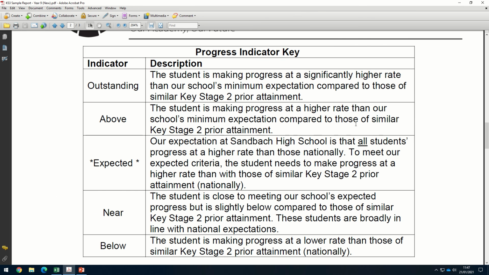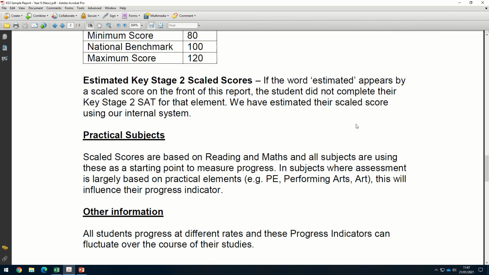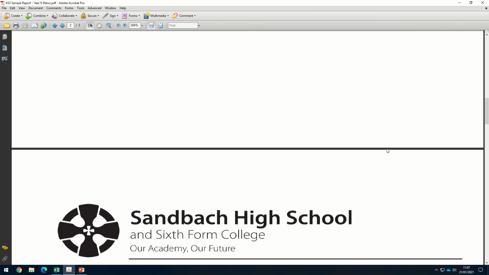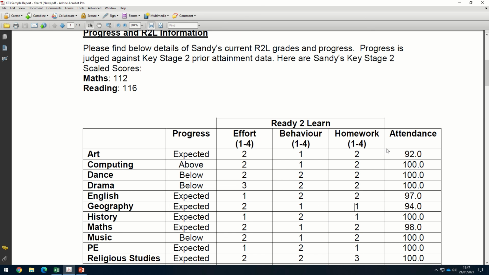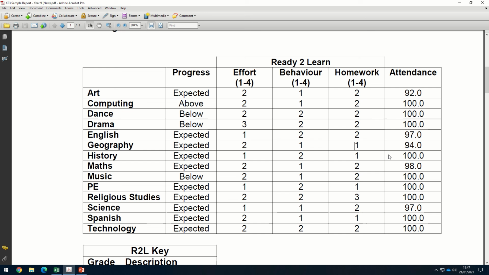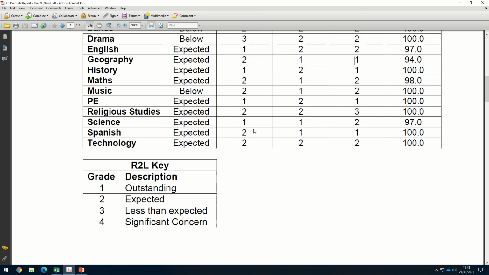As I've previously mentioned, on the back we have plenty of other information. One thing I will mention is some of the practical subjects. As our baselines are based upon academic results, between the maths and the reading score, for some of the more practical subjects, for example the performing arts, PE, potentially art, which are based more on practical assessment, there may be slight discrepancies between the progress indicator and that of other subjects. It doesn't necessarily mean you'll be really good at PE, for example, because you're good at maths and reading. But we do measure progress consistently between all of the subjects.